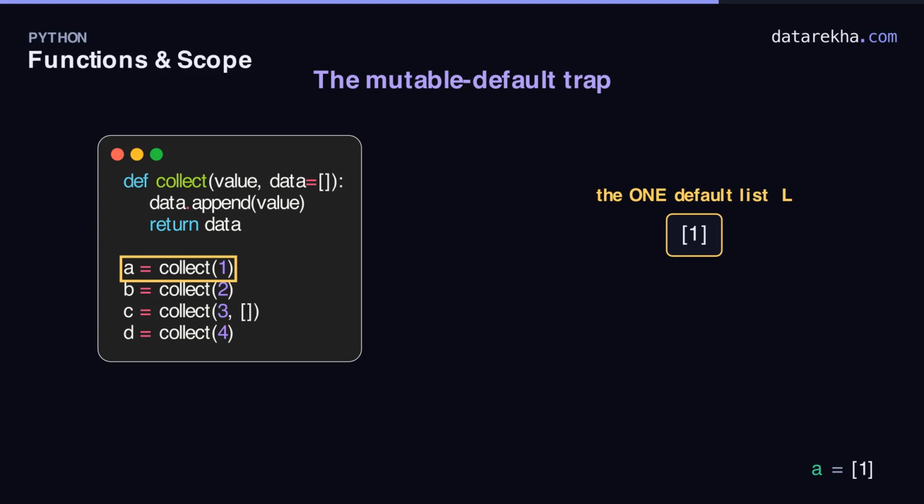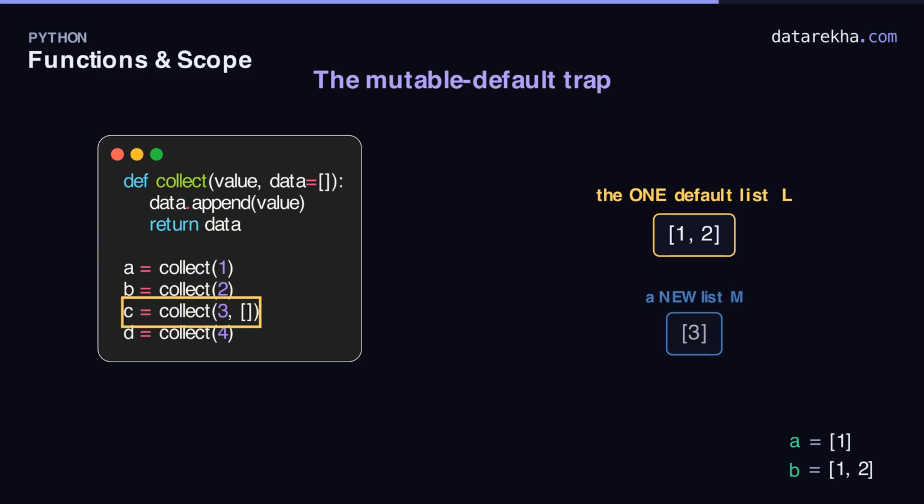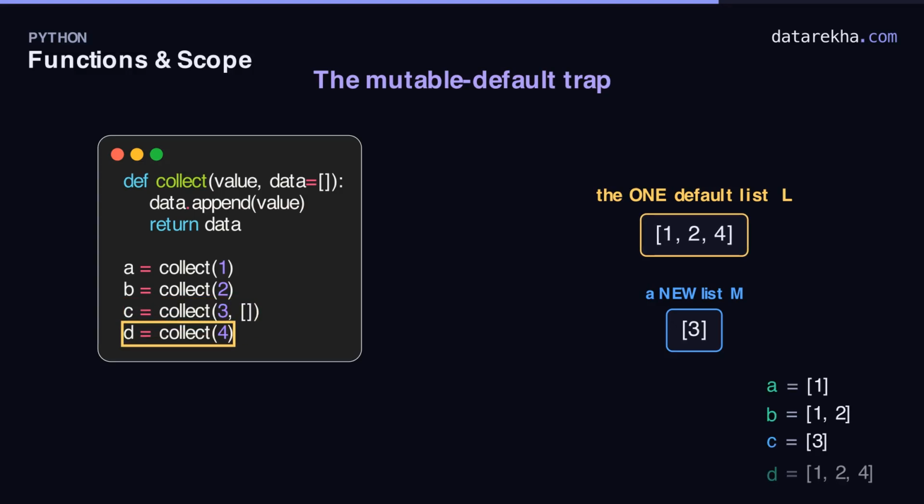a points at L. b = collect(2). data is that same L again. Append 2, L is now [1, 2], and b points at L too. But c = collect(3), and this time we pass our own empty list. So data is a brand new list, M, not L at all. Append 3, M is [3]. c points at M, and L is left completely alone. Still [1, 2].